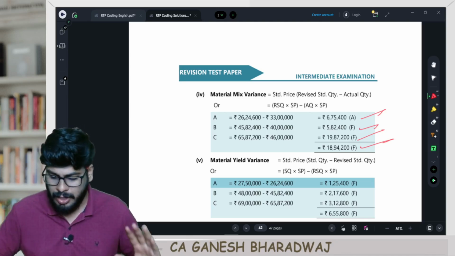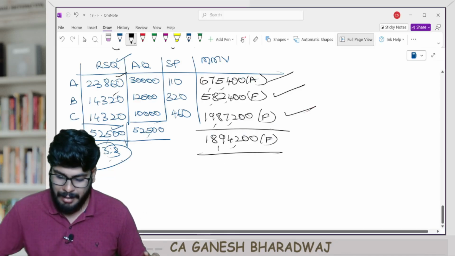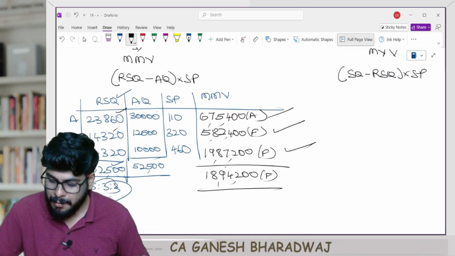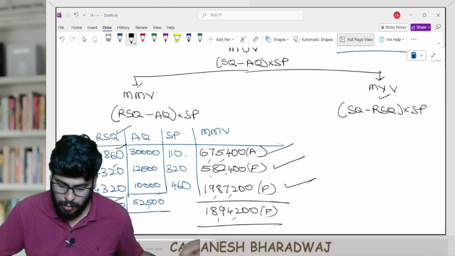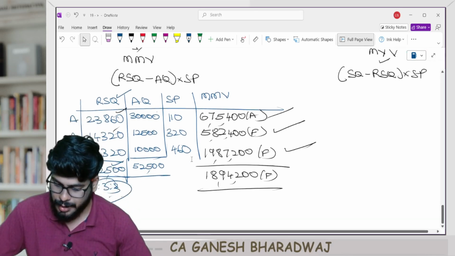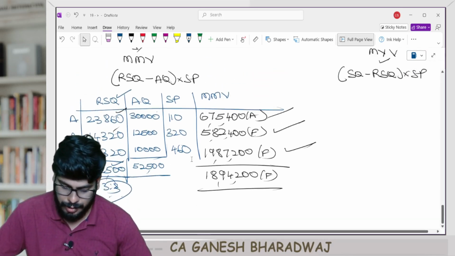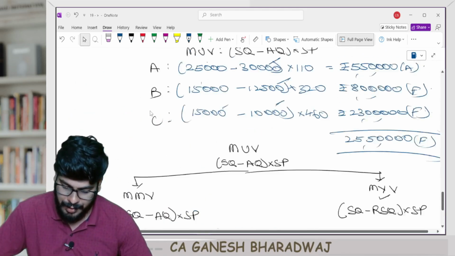So I have also done it in a very similar way. And then obviously the final part, material yield variance, the similar thing you need to do. So standard quantity minus revised standard quantity into standard price. So here it's going to be the standard quantity. The figures are already there.